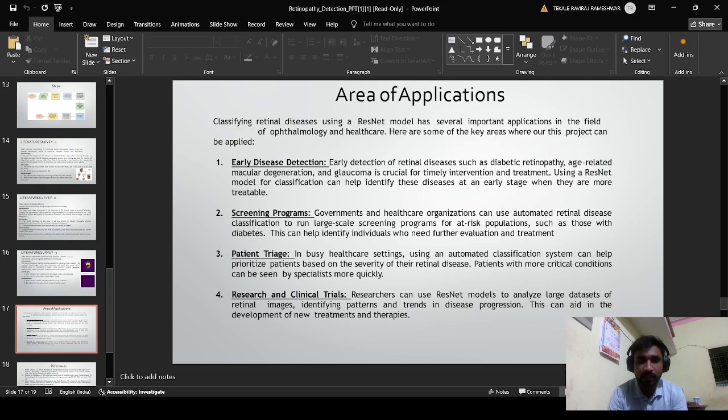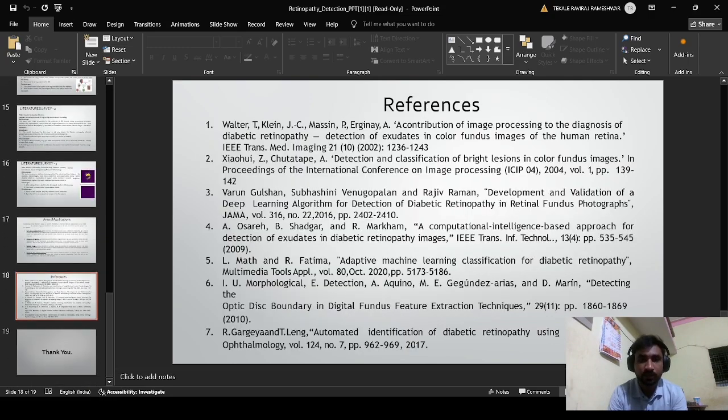And then there is research and clinical trials. Researchers can use the ResNet models to analyze large datasets of retinal images, identifying patterns and trends in disease progression. This can help in the development of new treatment therapies.